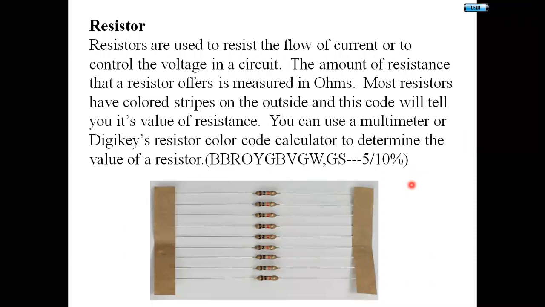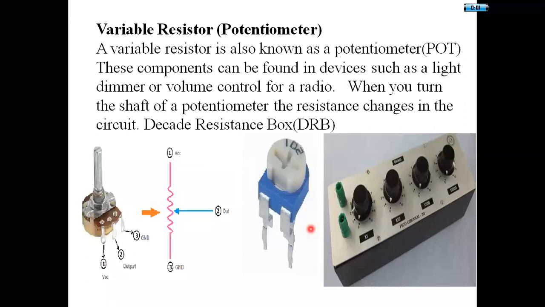Okay, if the wattage of these resistors increases, then the size of the resistor also increases. Next one is a variable resistor. First one is the static resistor. This is the variable resistor. By using this variable resistor, we can change the resistance values here. Within that range, we can change the value from 1 kilo ohm to 10 kilo ohms, like that. We can call this variable resistor a potentiometer also. These components can be found in devices such as light dimmers or volume controllers for a radio or TV.